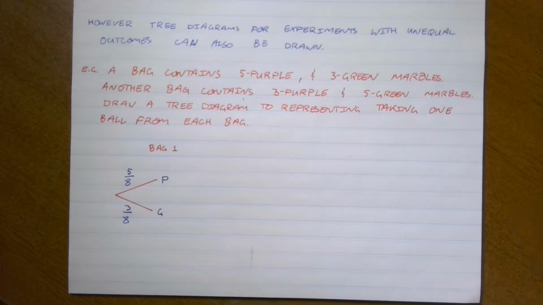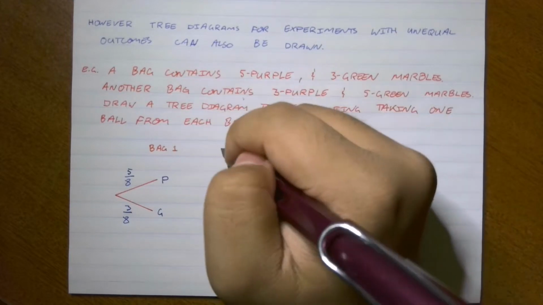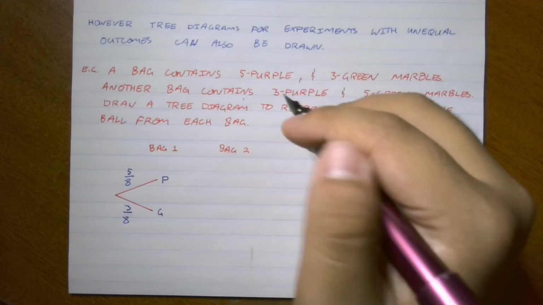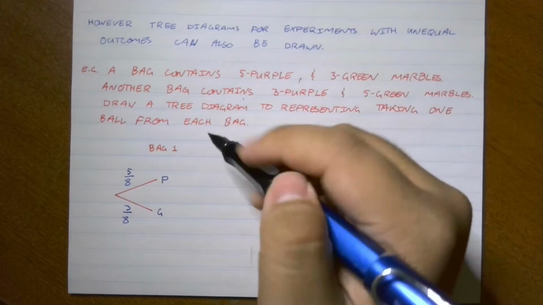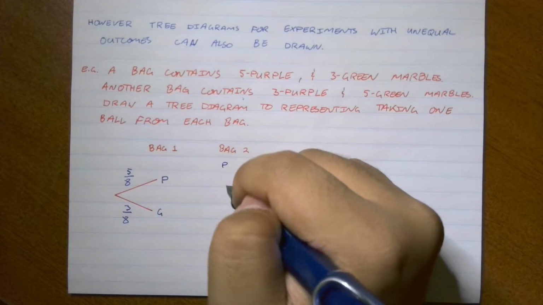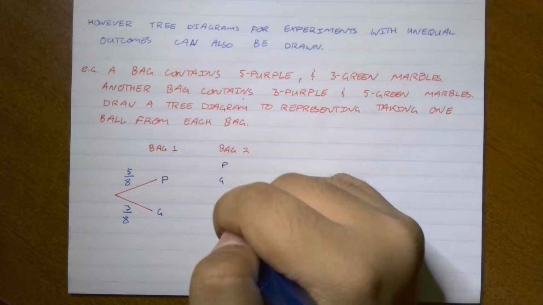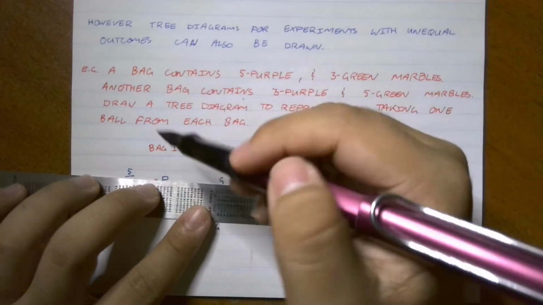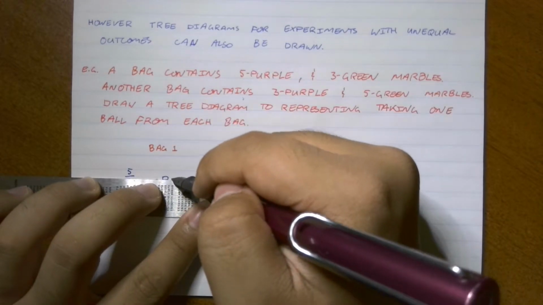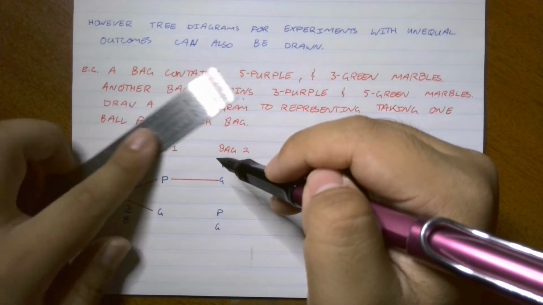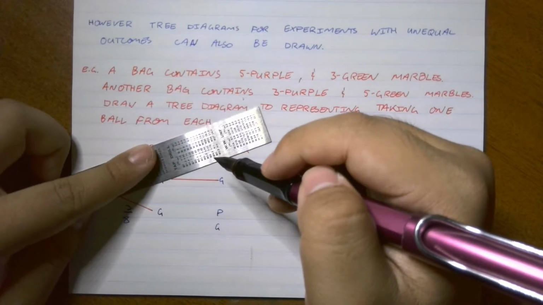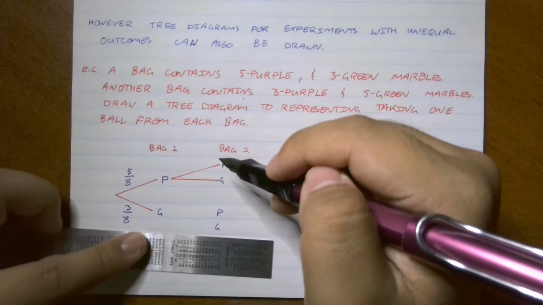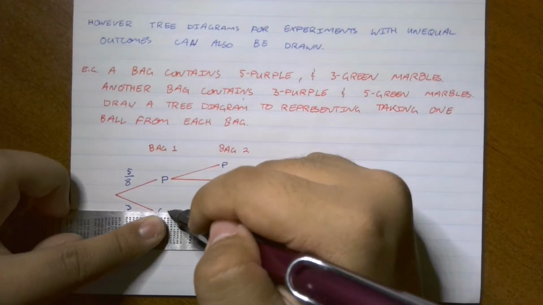And that is the probability branches for bag 1. We can do the exact same for bag 2, and for bag 2 we can also have purple or green, or purple or green. Let's draw probability branches for this, like so. There we are. There we have it.